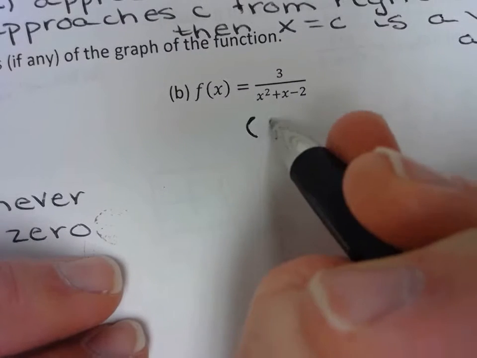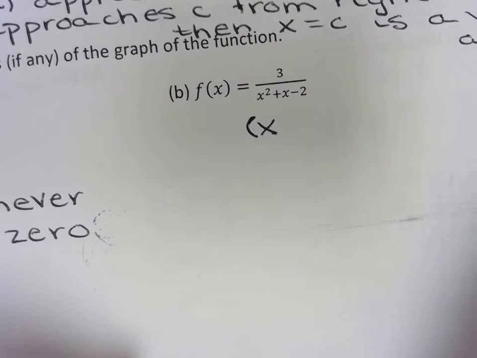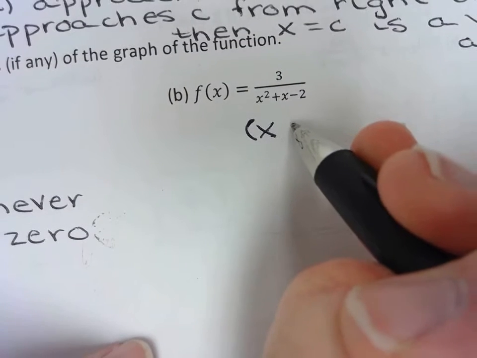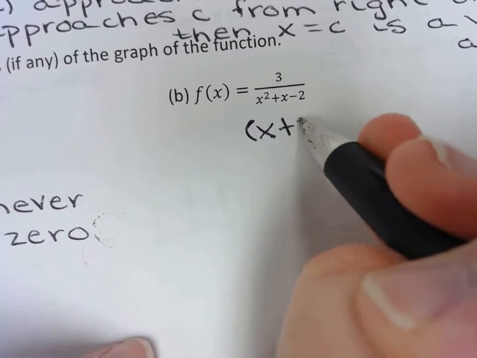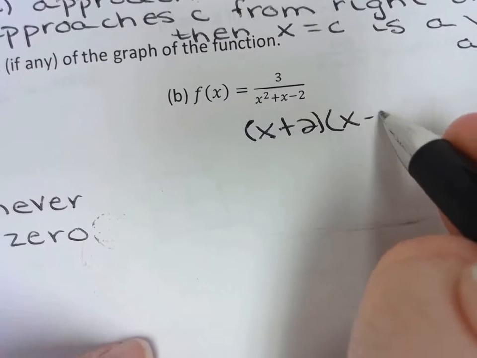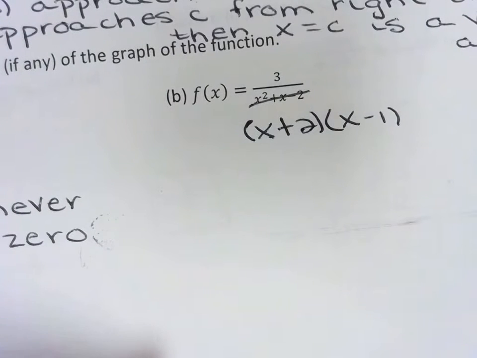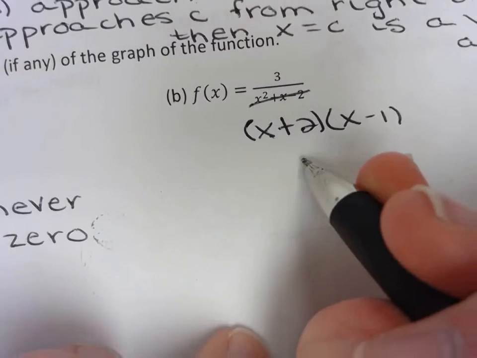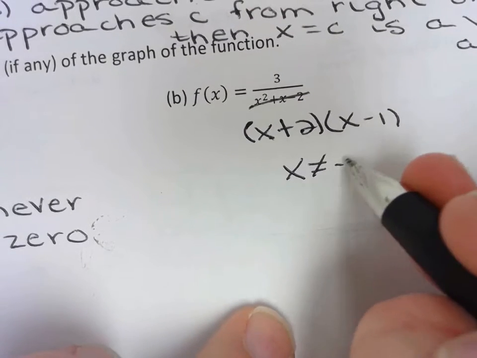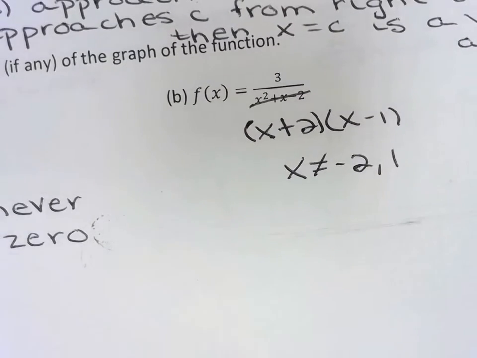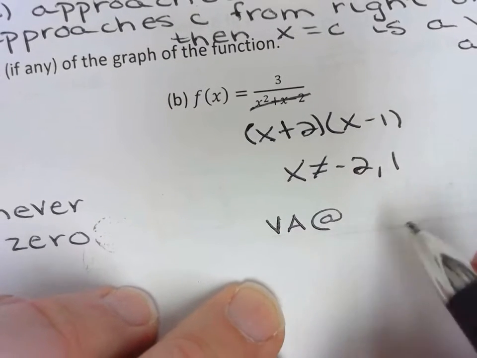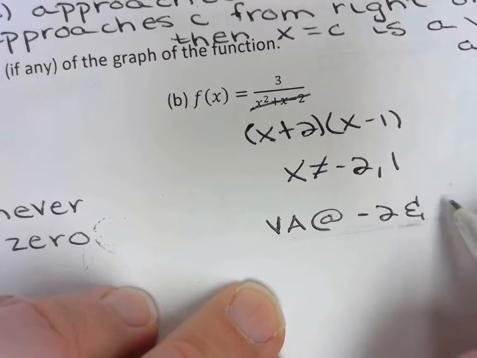Factor. So x squared plus x minus 2 will factor to x plus 2, x minus 1. Factoring allows me to see more specifically what x values will work or not. So x cannot be negative 2 or 1. So I will have vertical asymptotes at negative 2 and 1.